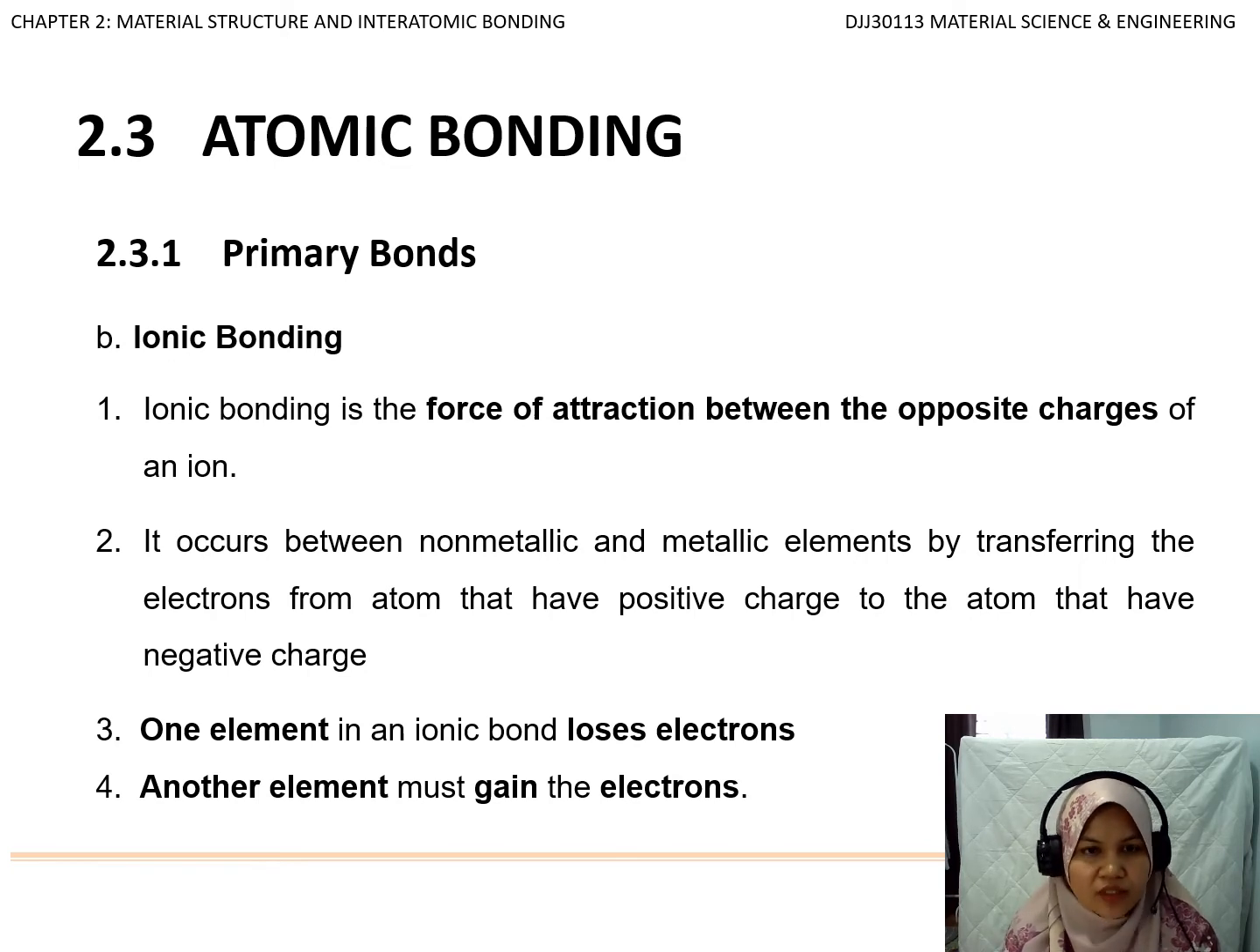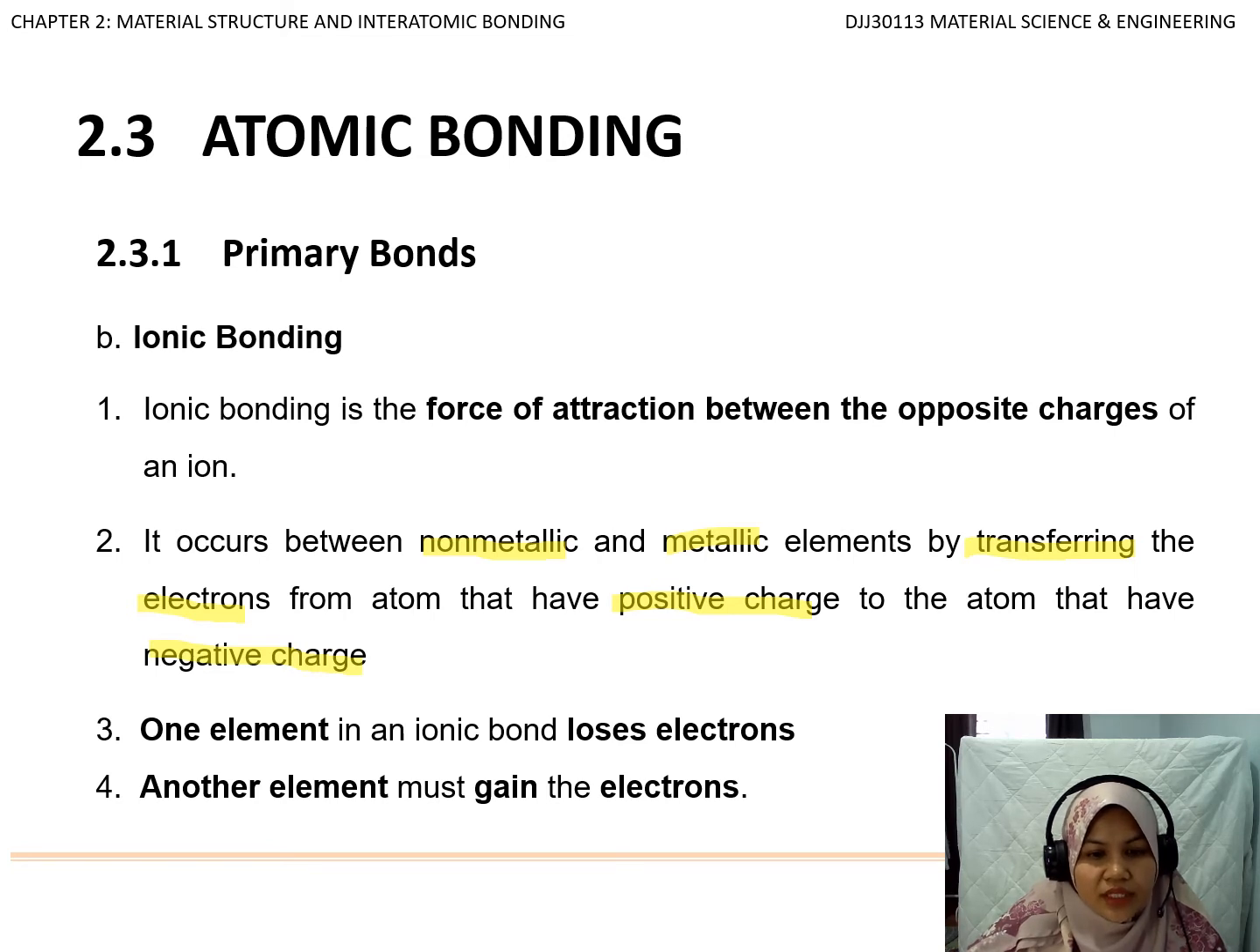So what is ionic bonding? Okay, ionic bonding is the force of attraction between the opposite charge of ion. Okay, dia ada daya tarikan antara charge yang berlawanan, positif, negatif lah, negative charge of an ion. So, it occurs between non-metallic and metallic element. Dia berlaku antara metallic dan juga non-metallic element.